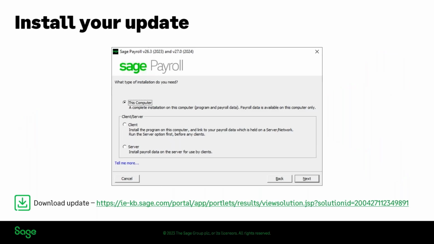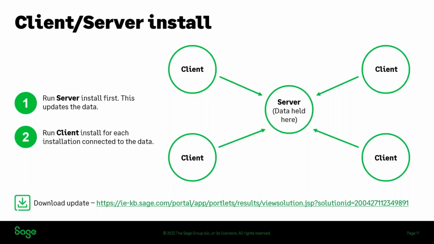So from the 2 options that we saw, you would choose server to start with, and that will update the location where your data is held and the location that is shared with all of the other clients. And then it would be a case of running the client install for each installation that is connected to that data. You'd actually be prompted to do that if you try to access the data from a client that hasn't already been updated. So this computer is nice and straightforward, computer and data on the same PC. For a client server install, you do the server first, and then the client installs if you are a multi-user version.